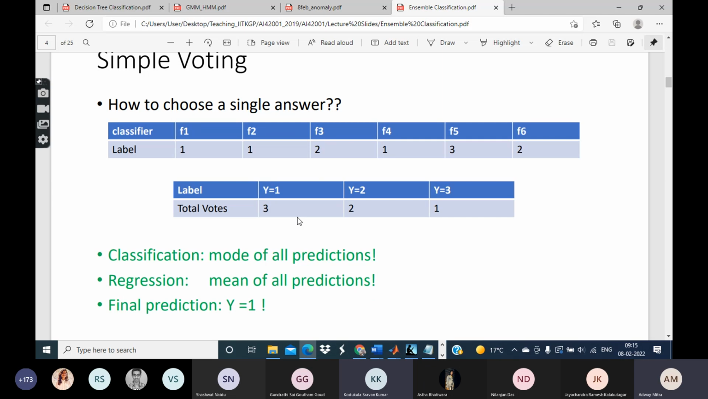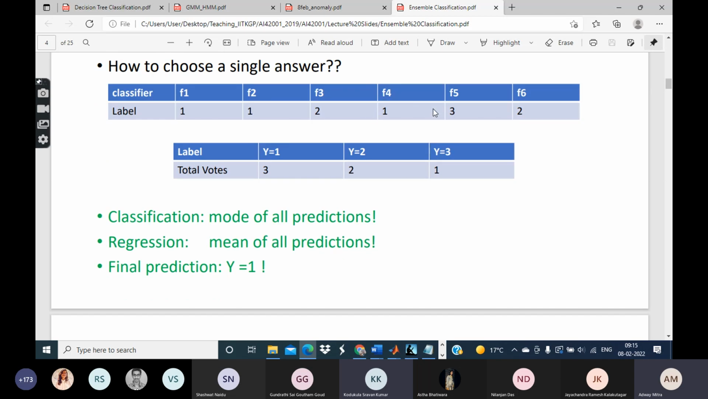Suppose there are three possible class labels, 1, 2, and 3. And you have 6 different classifiers, F1 through F6. These are the different labels from the different classifiers. So what you do is essentially you take votes. You see how many votes label 1 has got. F1, F2, and F4 have given label 1, so it has effectively got 3 votes. Similarly, label 2 has got 2 votes and label 3 has got 1 vote.